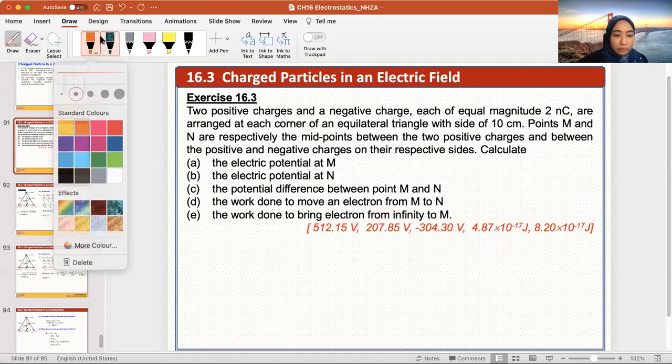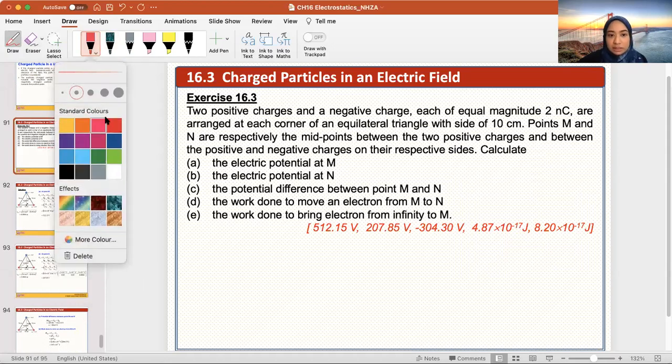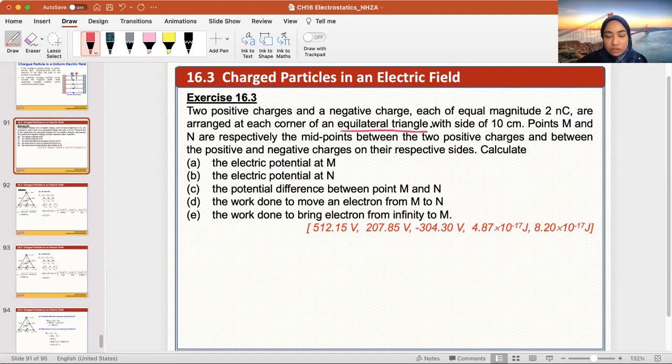Okay, so I'm going to try my best to write this nicely. Two positive charges and a negative charge, each of equal magnitude. They are arranged in an equilateral triangle. Equilateral means all sides are equal, I think that is what it is.